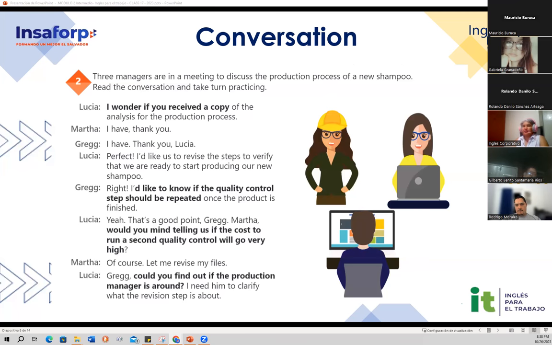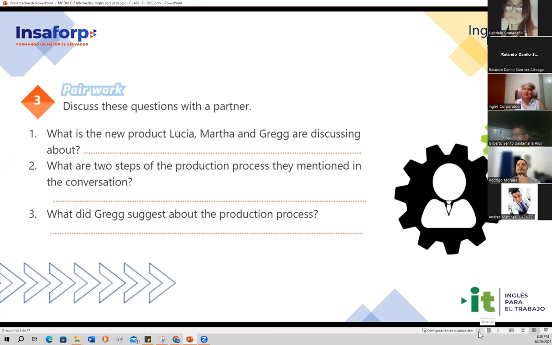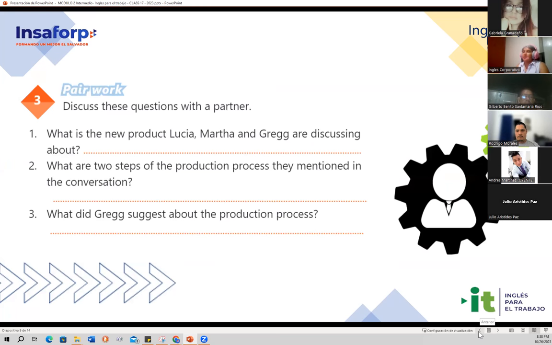Now you can lower your hands. So we're going to move on to the grammar part, to the questions that I have about this conversation. Okay. What is the new product Lucia, Martha, and Greg are discussing? What is the name of the product? Shampoo. Okay, it is a shampoo. Okay, good. What are two steps of the production process they mentioned in the conversation?